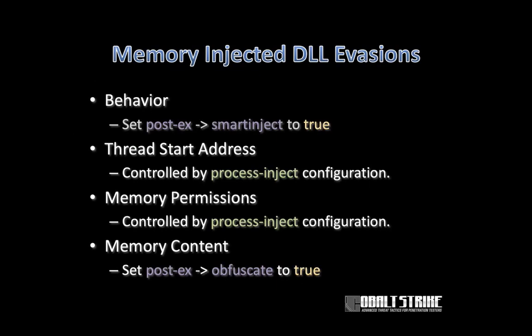So what do we do about these detections? The post-ex block in your Malleable C2 profile controls Cobalt Strike's post-exploitation DLLs. For the export address filtering detection that we just talked about, turn on Smart Inject by setting post-ex smartinject to true. This is a really cool evasion. Earlier, you'll recall I stated that our memory-injected DLL needs to find kernel32 to find the GetProcAddress and LoadLibrary pointers, right?